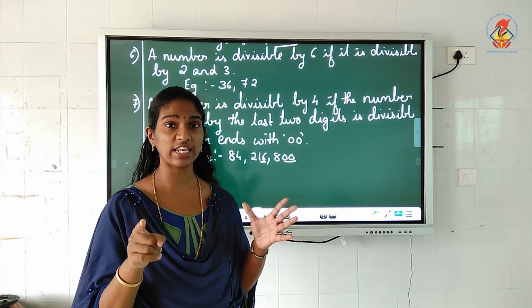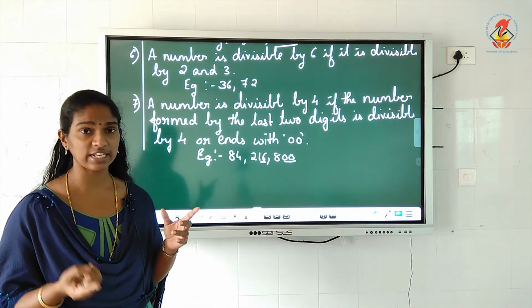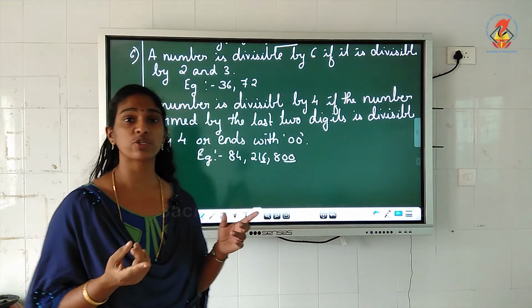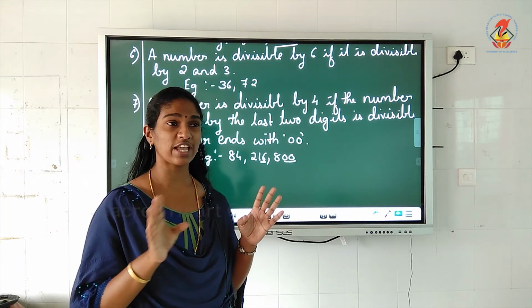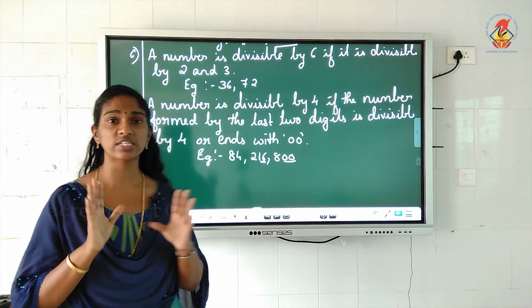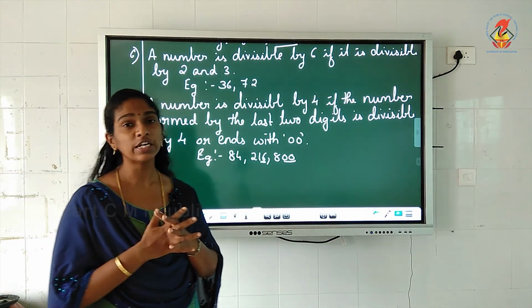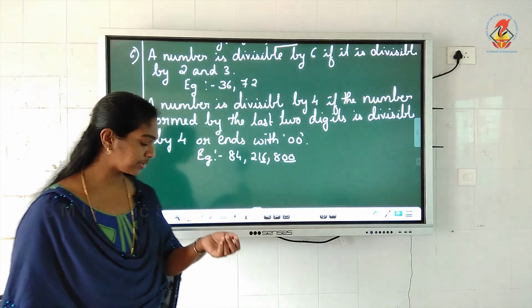In between there is 7 and 8. 8 you will be studying next year and 11 also you will be studying next year. For 7 there is no such divisibility rule, so you just divide with 7 and find out whether it is divisible or not. Okay children?